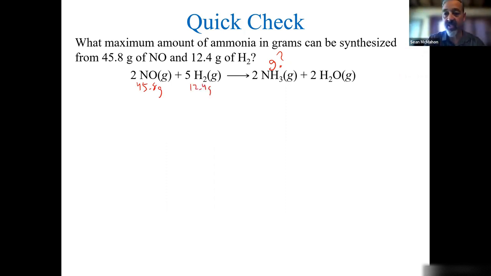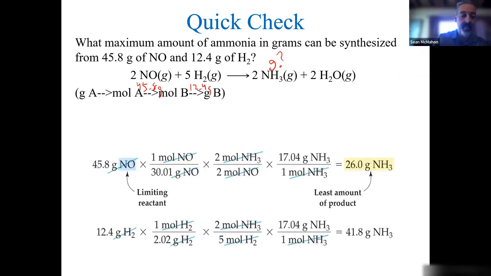So this is just a double stoich. I'm going to start separately with the 45.8 grams of nitrogen monoxide and the 12.4 grams of hydrogen. I'm going to convert the grams of both of them to moles. How am I going to do that? Periodic table, molar mass. So there's 30 grams of nitrogen monoxide per 1 mole. It cancels that out. For the hydrogen, there's 2.02 grams per mole of hydrogen.